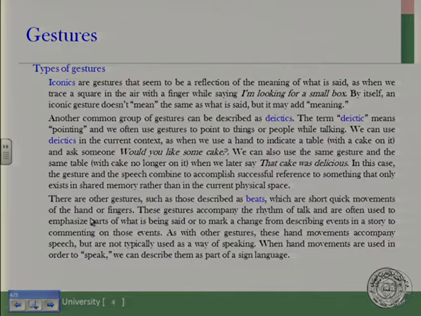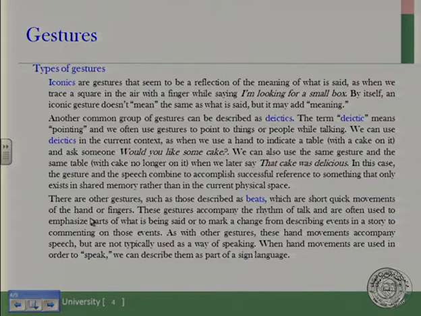Another common group of gestures, the second group, is called deictics. The term deictic means pointing. When you point to something, we use a gesture here. This is the second kind of gesture, which is called deictic. Now the term deictic means pointing, and we often use gestures to point to things or to point to people.